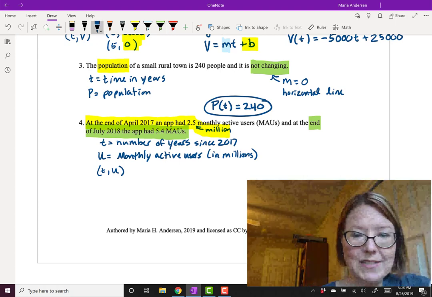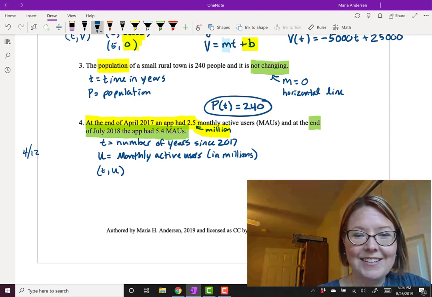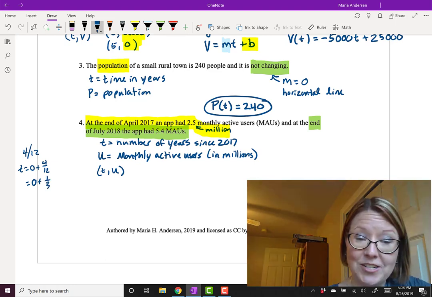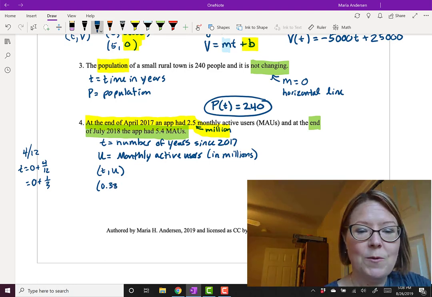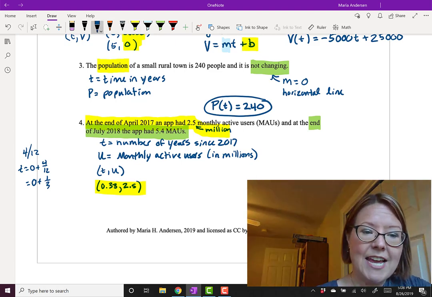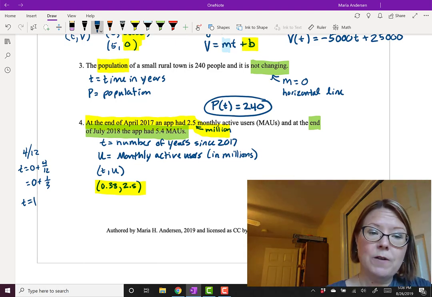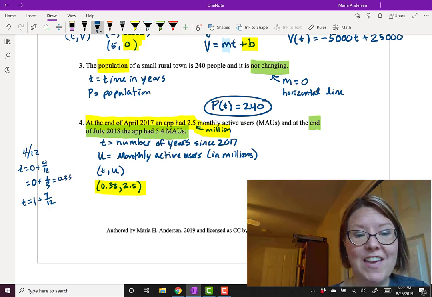Let's write those 2 points. April 2017 is 4/12 of the way through the year. 2017 would be t equals 0, so we need to have t equals 0 plus 4/12, or 0 plus 1/3. That's going to be 0.3 repeating. Let's just go to two decimal places here. 0.33 comma 2.5. There's my first point. And then the end of July 2018, that would be time is 1, and then the end of July would be 7/12 of the way through the year, so 1 plus 7/12, and that's 0.583 repeating.